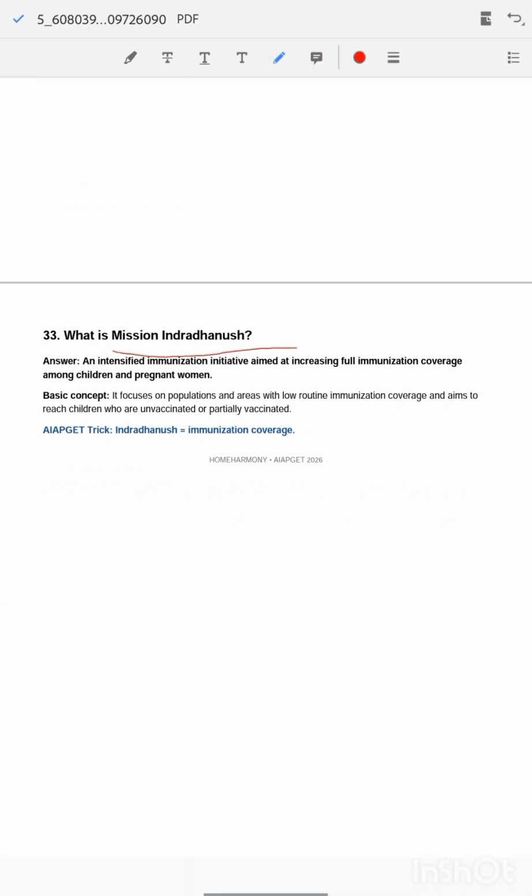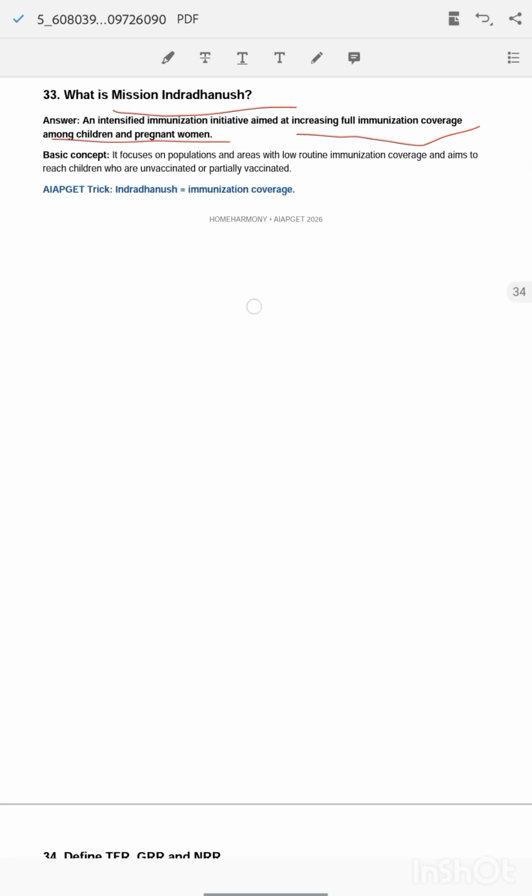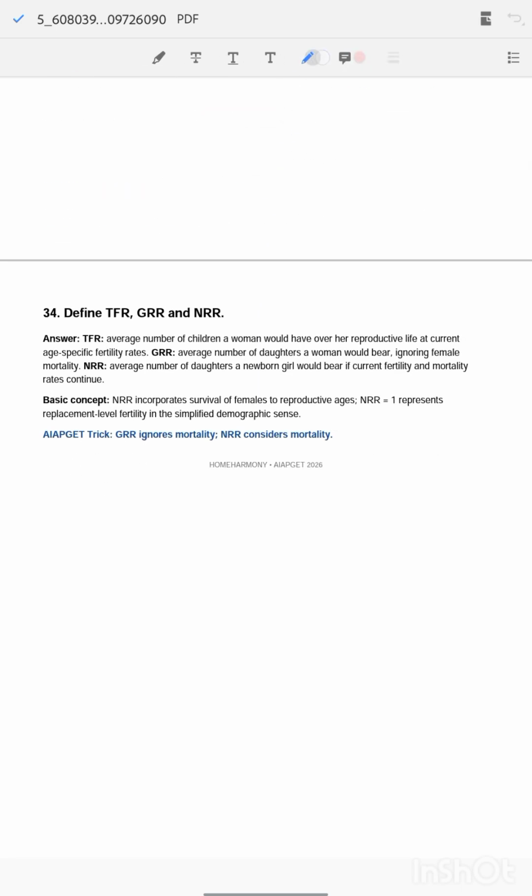What is Mission Indradhanush? Mission Indradhanush is an intensified immunization initiative aimed at increasing full immunization coverage among children and pregnant women. Define TFR, GRR, and NRR. TFR is the average number of children a woman would have over her reproductive age at current age-specific fertility rates. GRR is the average number of daughters a woman would bear. NRR is the average number of daughters a newborn girl would bear given current fertility and mortality rates.